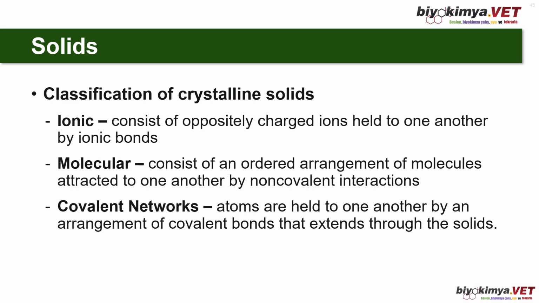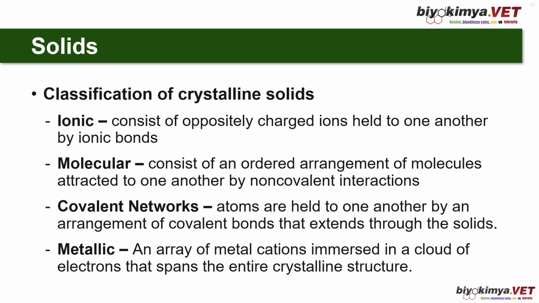In covalent networks, atoms are held to one another by an arrangement of covalent bonds that extend through the solid. And in metallic crystalline solids, there is an array of metal cations immersed in a cloud of electrons that spans the entire crystalline structure.